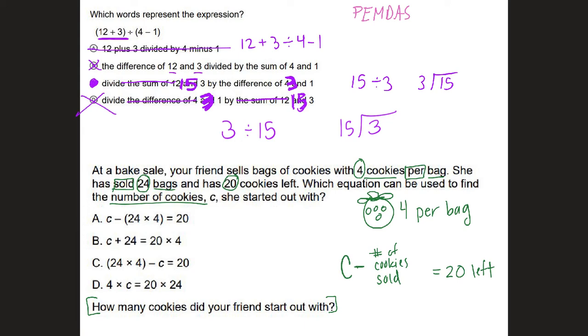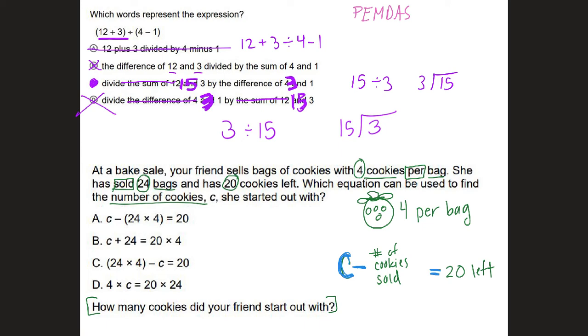So if you look over here, you know how to figure this out. She started with a certain amount of cookies. You minus whatever she sold, and you're left with some cookies, right? You started with something, you took away the ones that were sold, and in this case, you're left with 20.